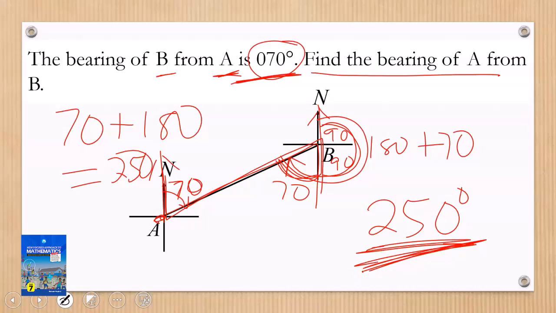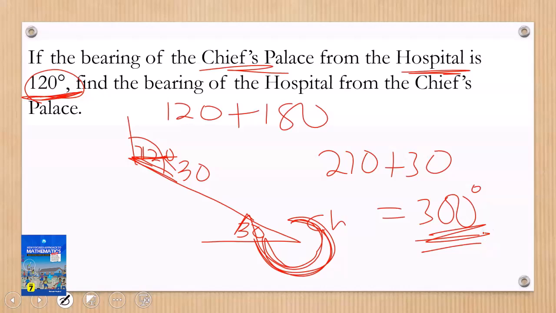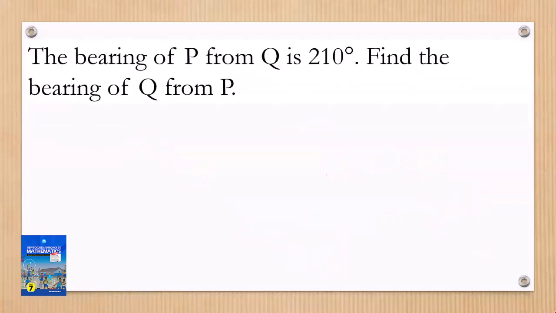Do you see that? Again, look at the second one too. Here too, the angle that was given us was 120. So the reverse angle will be 120 plus 180 because 120 is less than 180. And so the angle is 300. So you see, you can do this without even the diagram. Good.